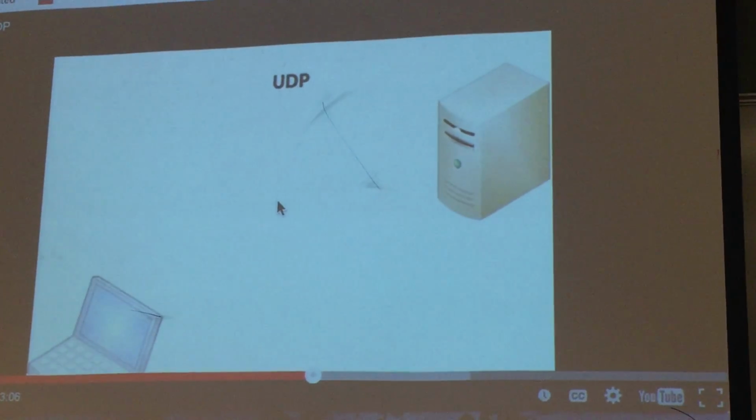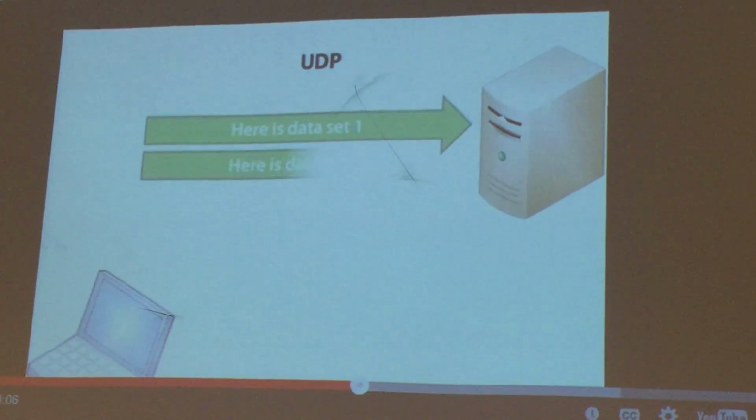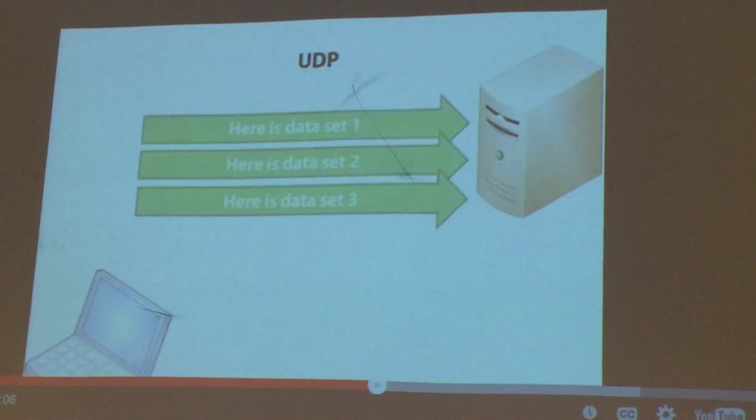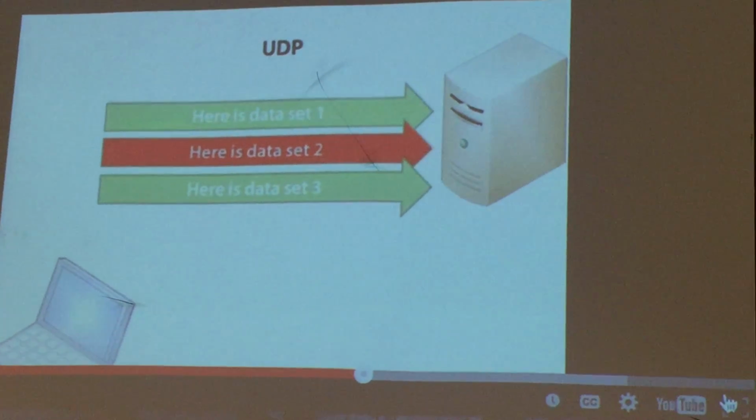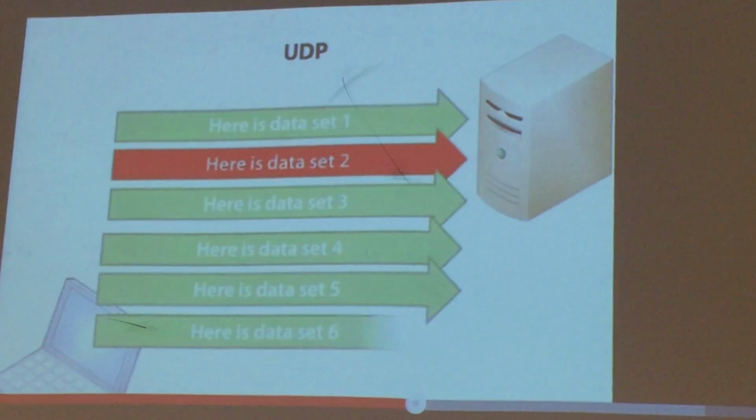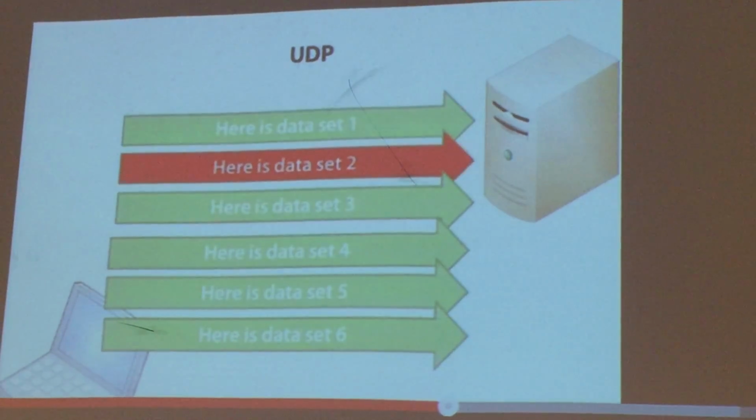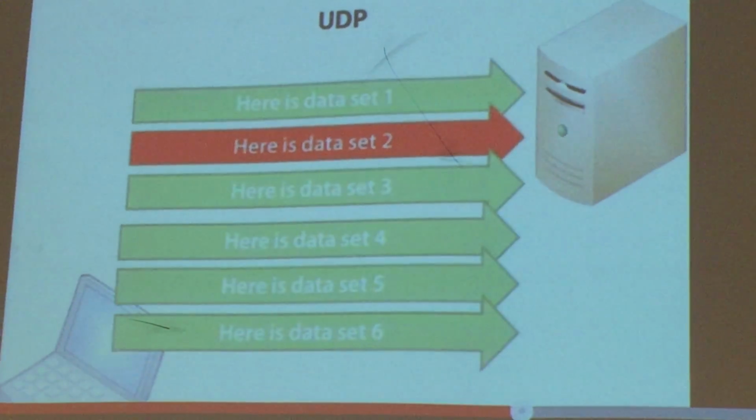Let's compare this. So in UDP, the sending computer does not establish the session first. It just starts sending data. Here's data set 1, here's data set 2, here's data set 3. Again, let's say data set 2 goes missing for whatever reason. What will happen next is the sending computer will send data set 4, data set 5, data set 6. In the transport layer protocol, there is no built-in mechanism to resend lost packets.